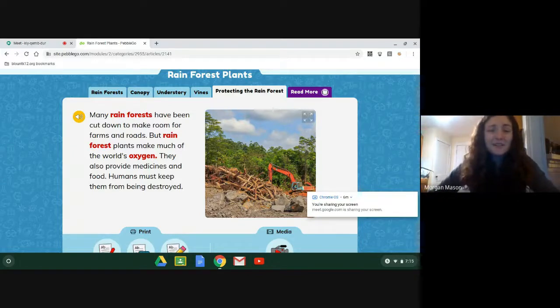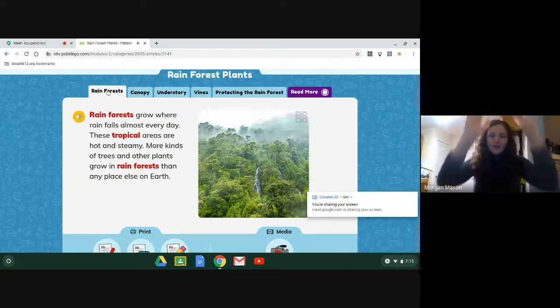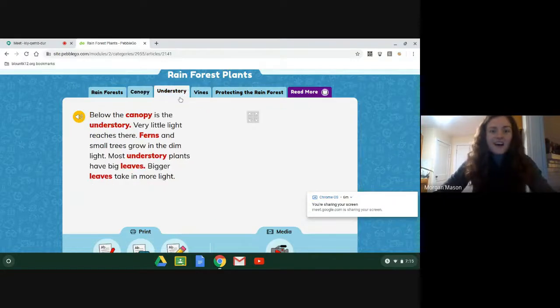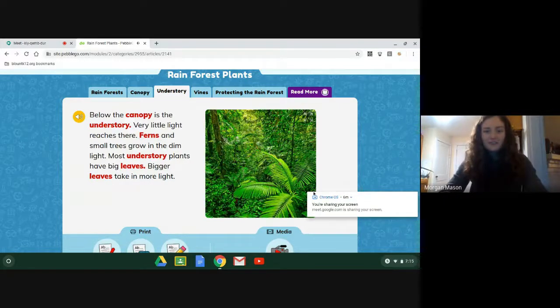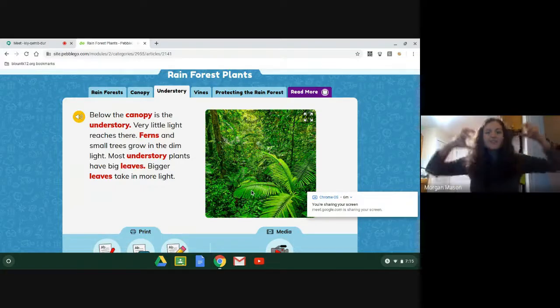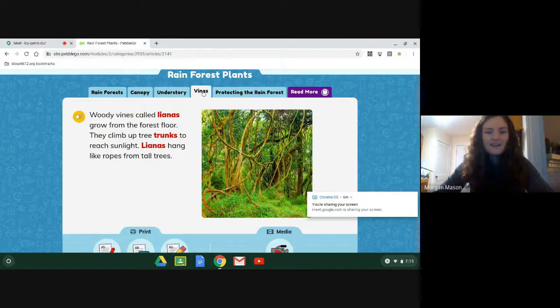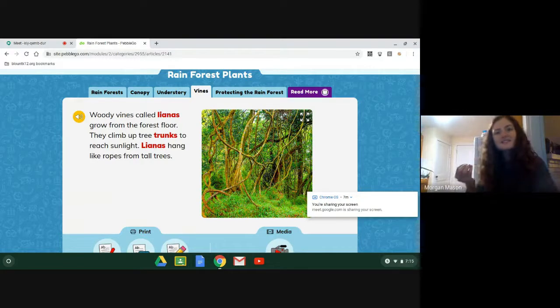So guys, we learned about 3 different kinds of plants that we see in the rainforest. We talked about the very tall trees. Canopy. We have those very tall trees that make a canopy. We talked about the understory. We talked about ferns. Here's a fern and how they can have very big leaves to get that sunlight. And we talked about vines, the vines called lianas. So out of those three, I want you to think, which of those three plants did you find to be the most unique?